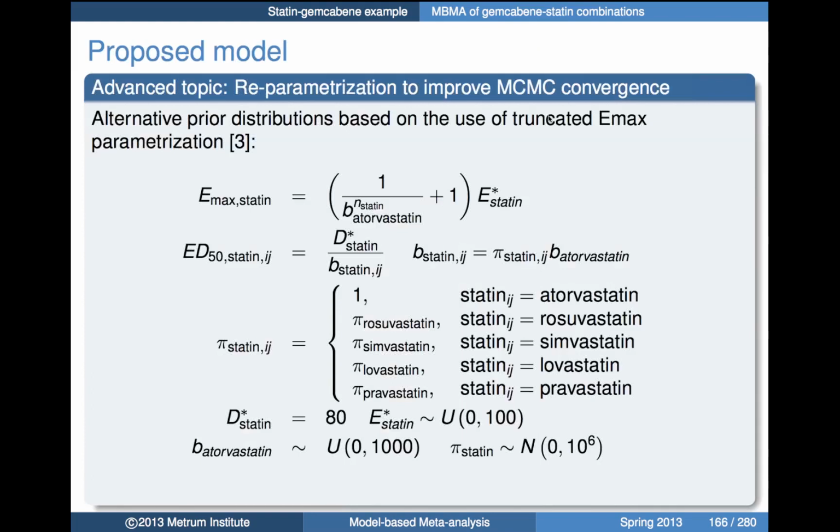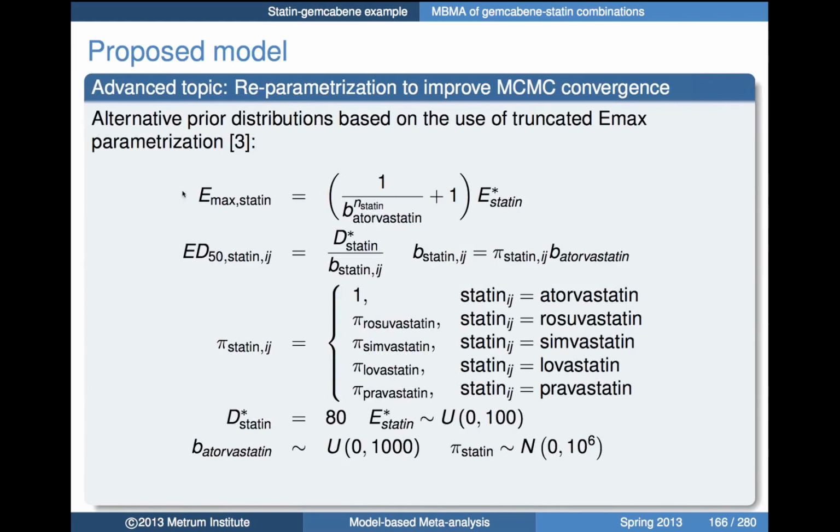It ends up slightly more complicated because we have different ED50s for all of the statins. So what we'll do is basically use that truncated Emax reparameterization for one of them, and we'll pick atorvastatin as our reference in this case, and then the rest of them get derived from that one. So that's the idea here.